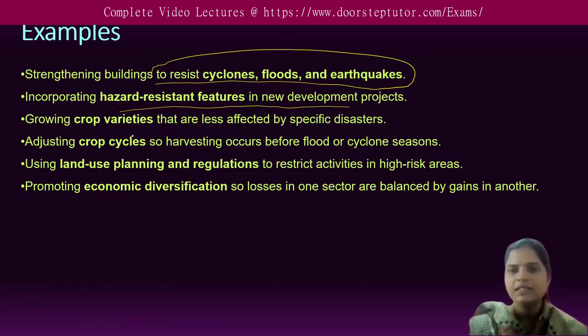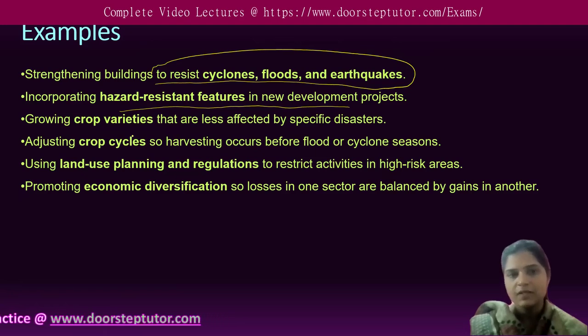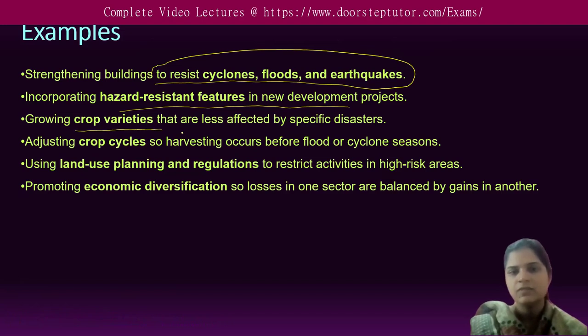Then generally agriculture is a very vulnerable sector in terms of disaster impact. So we can have strong or resistant crop varieties that will be least affected. If a disaster takes place in an area, the standing crop can be affected to a much lesser extent. Such strong crop varieties we can have through the research and development process. Then we can adjust the crop cycle, like during flood time or before or after flood time, so that crops are not impacted at an extensive level.